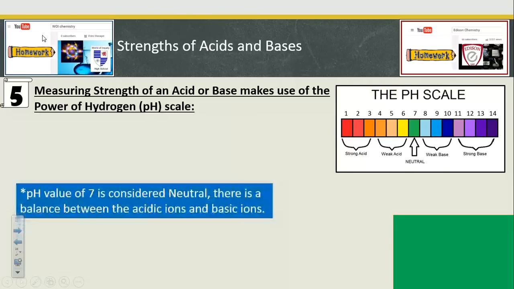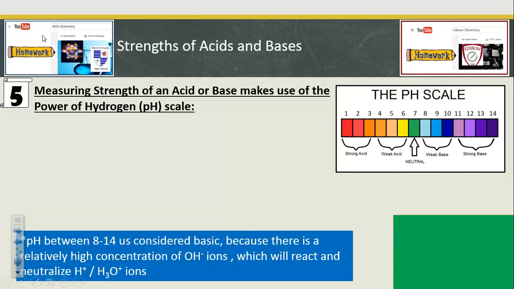Now the value of 7 is neutral because the amount of H+ and OH-, hydroniums and hydroxides, is in balance. So it's equal concentration, and there's really none of them hanging around. It's pH 7. The other end of the pH scale, 7 through 14, or 8 through 14 really, is high concentration of hydroxide ions. So these will react with acids to produce a neutral solution. So one side acidic, 7's neutral in the middle, the other side, 8 through 14, basic.